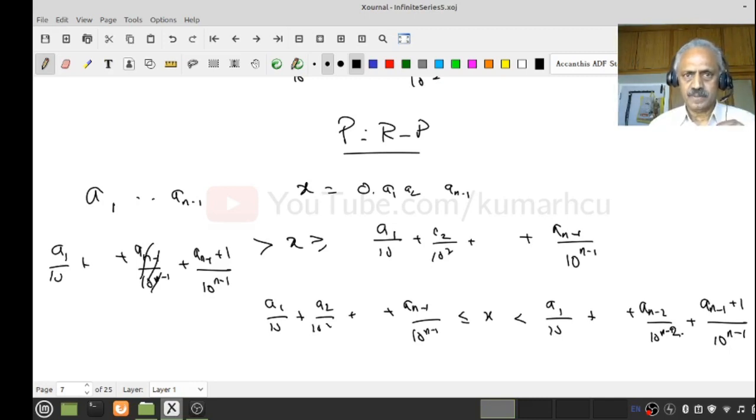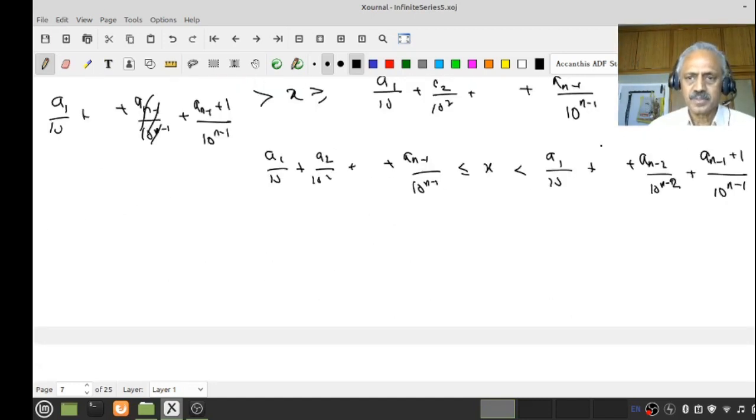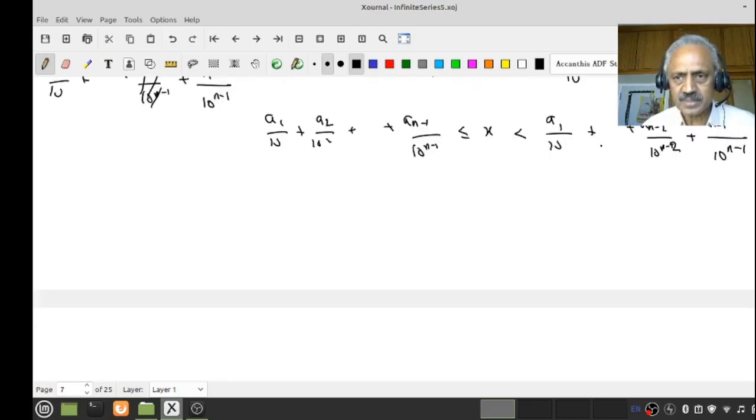Are you following? So you are looking for the largest a, so that x lies in a by 10 to the power n minus 1 and less than a plus 1 by 10 to the power n minus 1. That's what we are looking for. The largest a, so that x lies somewhere here. That's what we found. Understood? Very good.